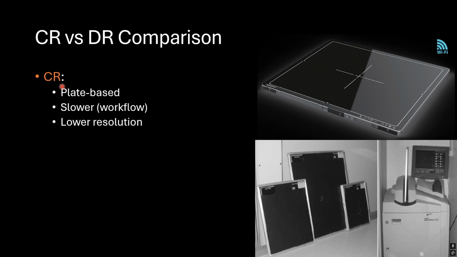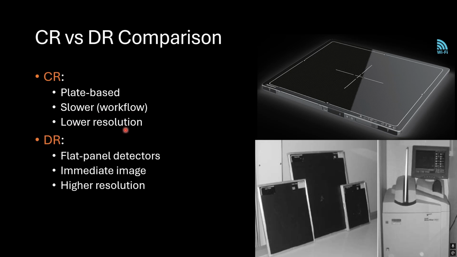So let's make a comparison between the CR system and the DR system. For CR, we have plate-based, a slower workflow, and lower resolution. But for DR, we have flat panel detectors, immediate image, and higher resolution.